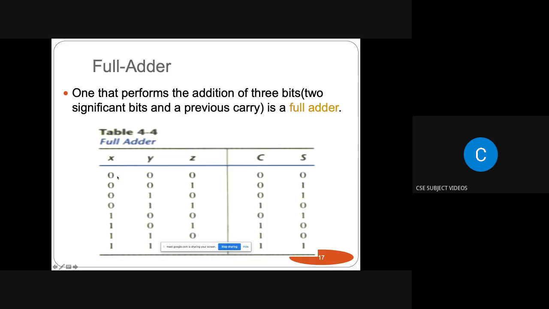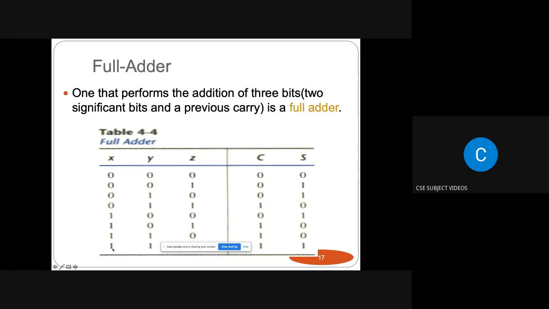For example, all 3 zeros gives sum 0, carry 0. And here 0 plus 0 is 0, and again 0 plus 1, sum is 1, carry is 0. And here it is 0 plus 1, partial sum is 1, and 1 plus 1 is 0 with carry 1. So here the sum is 0, carry is 1.